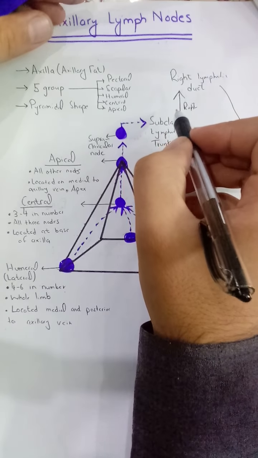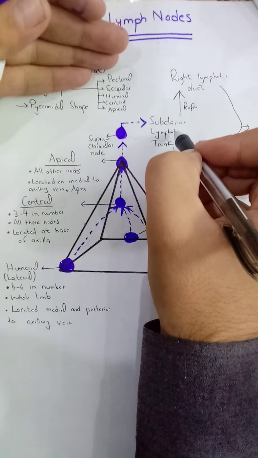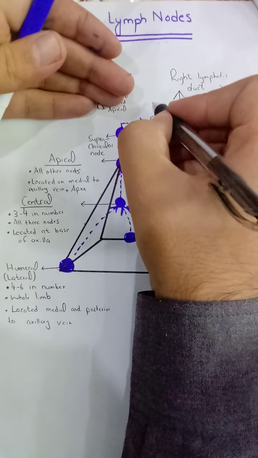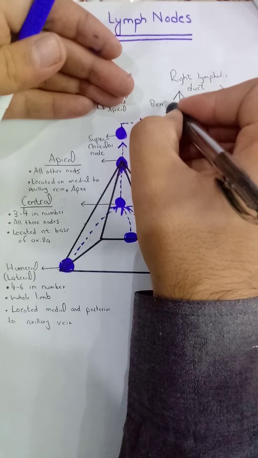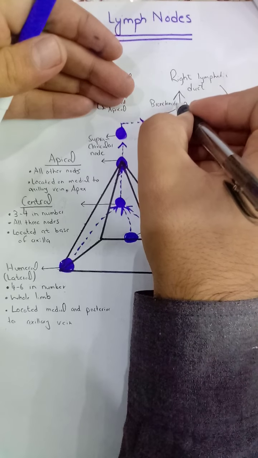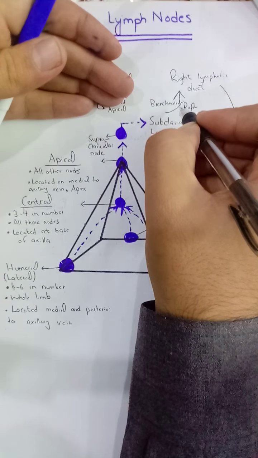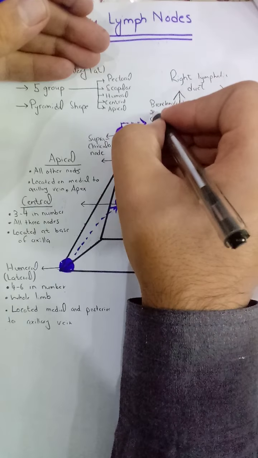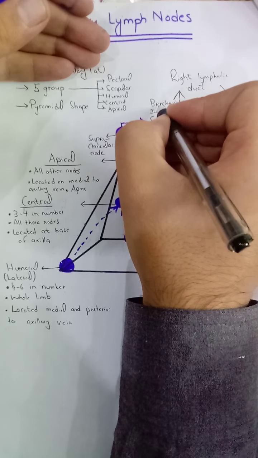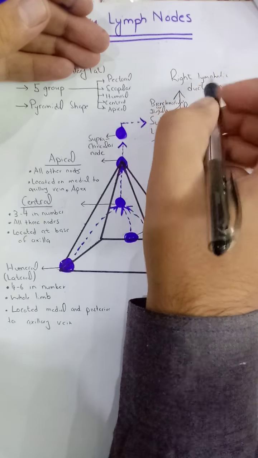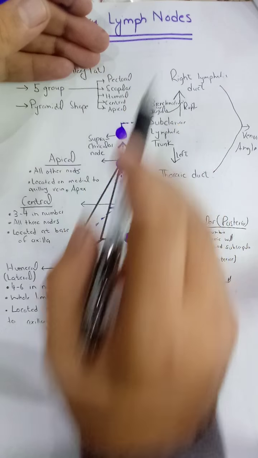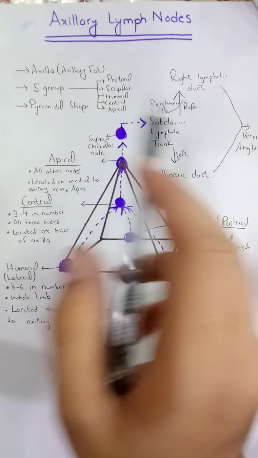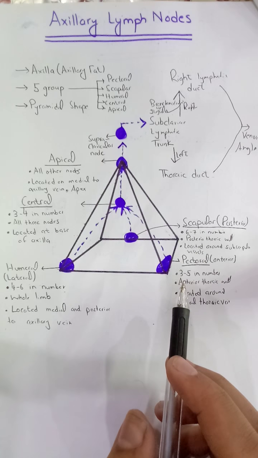Here you must know one point, that the subclavian trunk will be accompanied either by the bronchomediastinal lymph nodes, or the second one, the jugular. They will accompany it, and then it will enter the right lymphatic duct, and then from the right lymphatic duct the lymph will go to the venous angle. So this is the whole lymphatic drainage pathway.